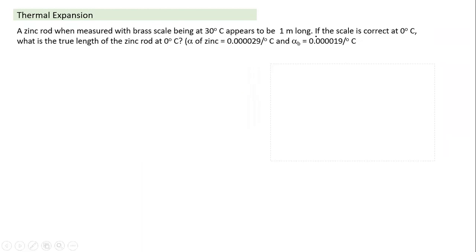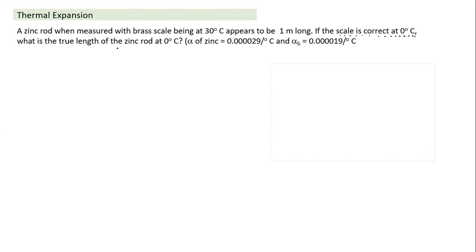It is so simple. Okay, let's look at some more variations of the question. A zinc rod, when measured with a brass scale which is at 30 degrees, appears to be 1 meter long. Now, at which temperature do we get the exact reading? We get the exact reading only at the calibration temperature. Calibration temperature is the temperature at which the marking of the scale was done. If the scale is correct at 0 degree centigrade, what does this sentence mean? It means the calibration temperature of this scale is 0 degrees. So whatever reading it shows, it is correct only at 0 degrees. At any temperature other than 0 degrees, the readings are not correct.